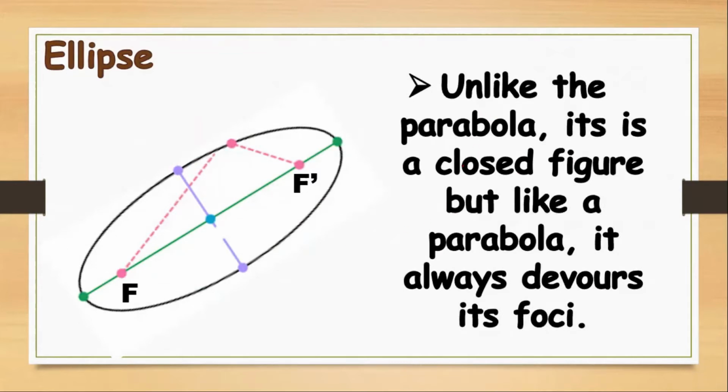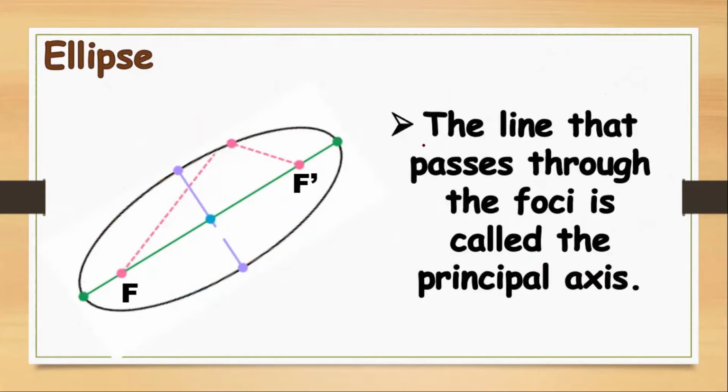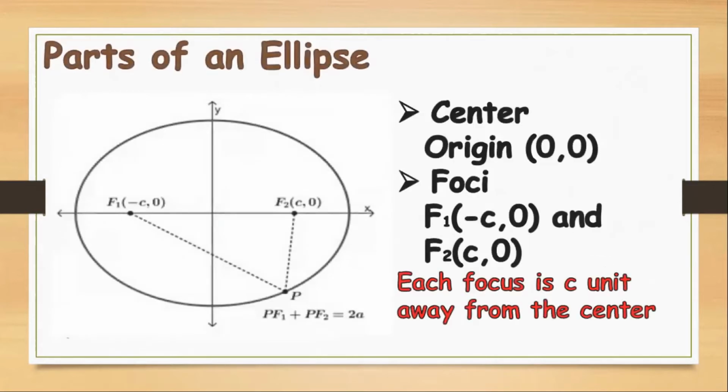Unlike the parabola, it is a closed figure, but like the parabola, it always encloses its foci. As you can notice, this part of the ellipse is facing here, and it encloses the foci. And also, this part of our ellipse is here, and also, it encloses our foci. And the line that passes through the foci is called the principal axis. But also, we can call this the major axis. We have the major and minor axis.